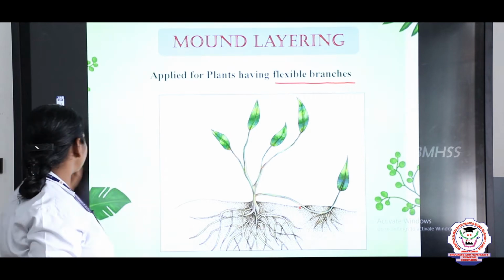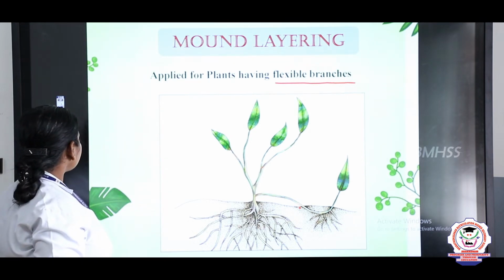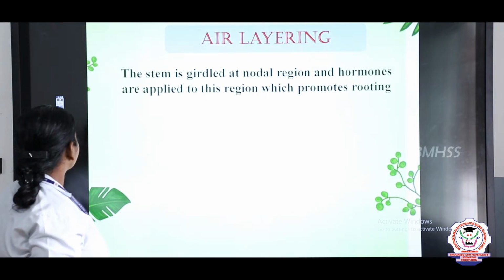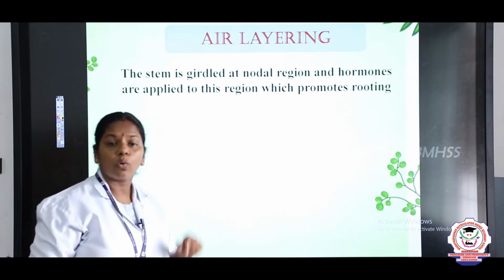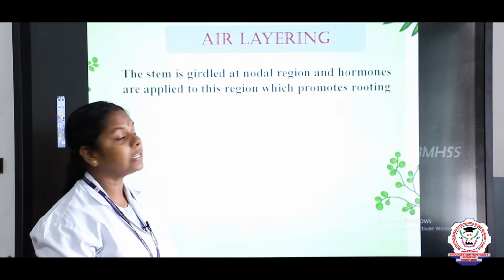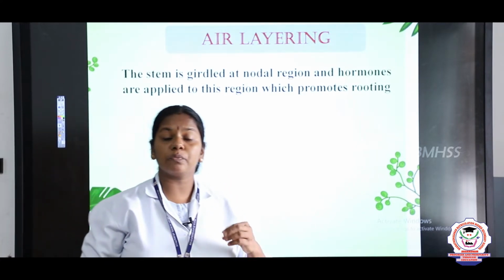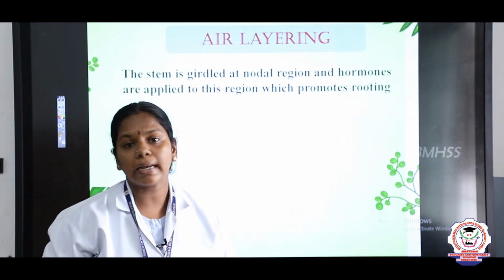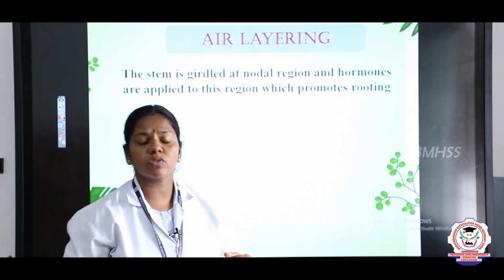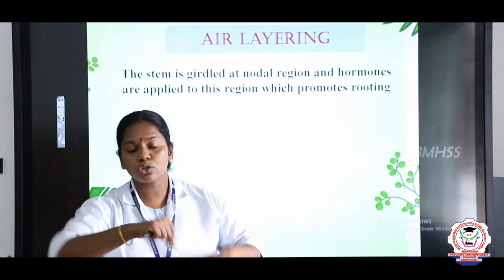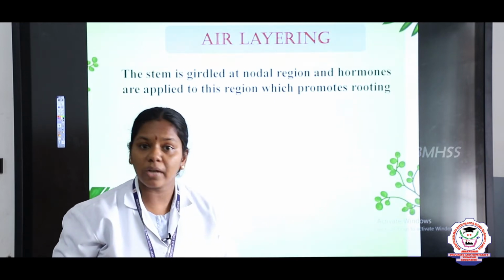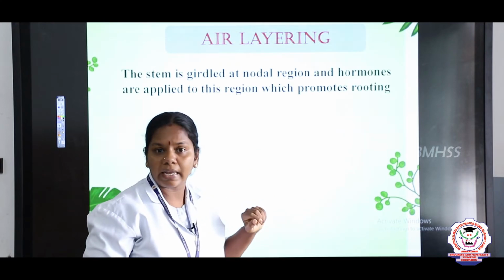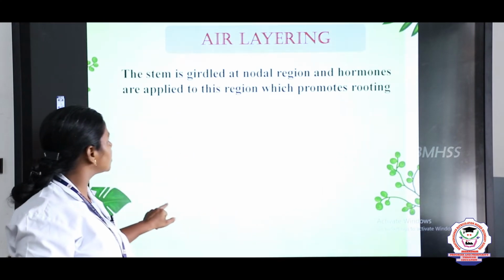And next we are going to study about air layering. What do I mean by air layering, children? Here, in plants like mango and citrus, we do the air layering method. There the stems are very bulky, right? So it is not possible to do mound layering. So here we follow the air layering method. Just look at this picture, children.